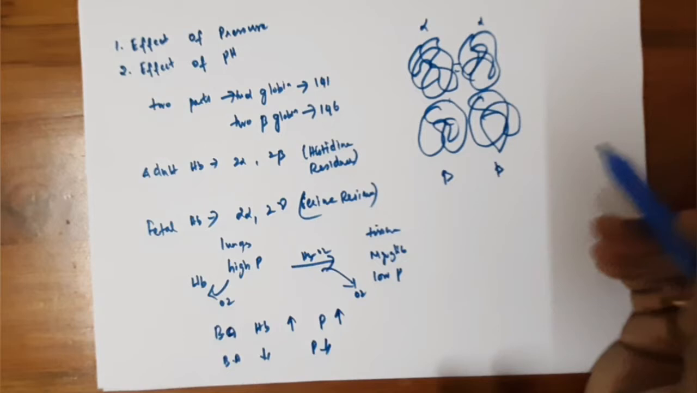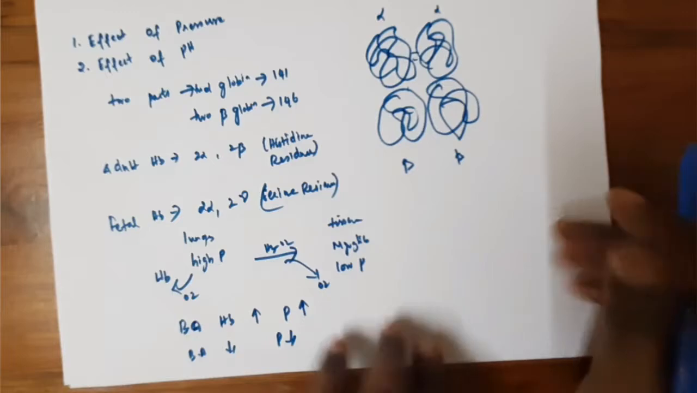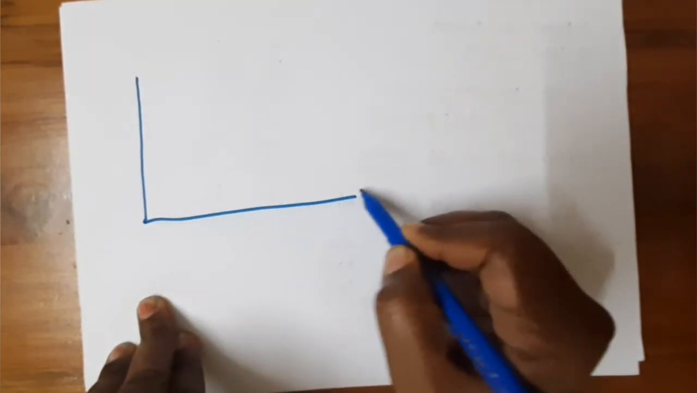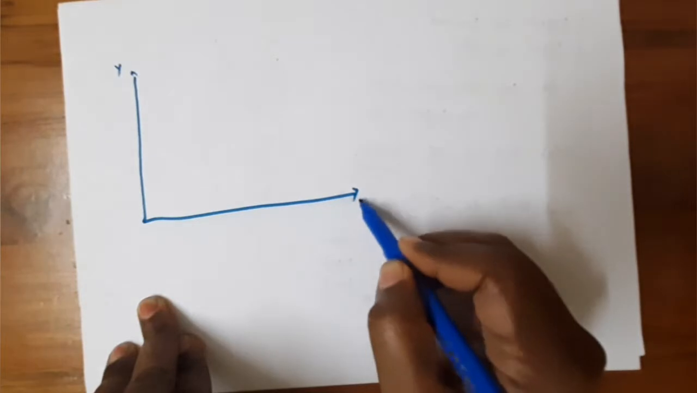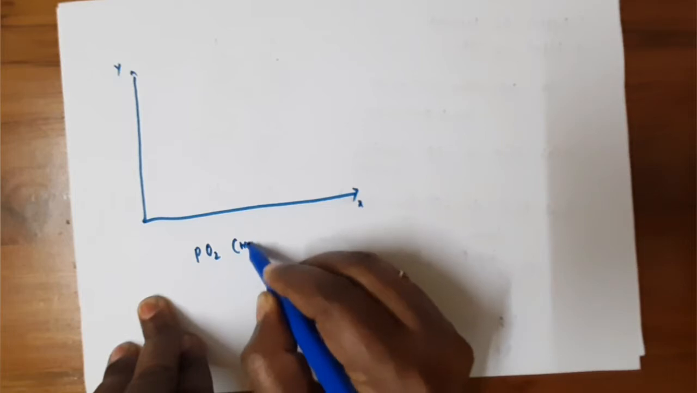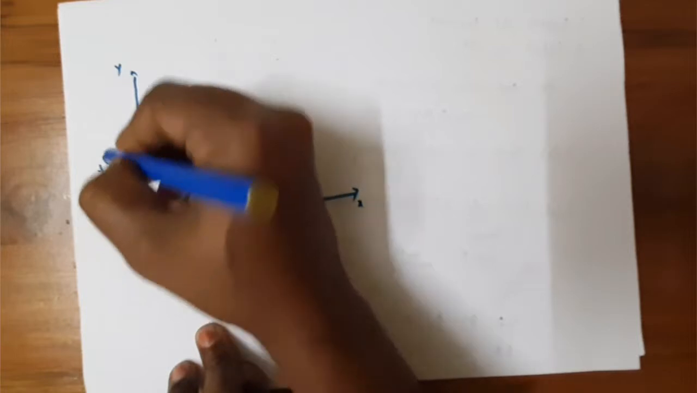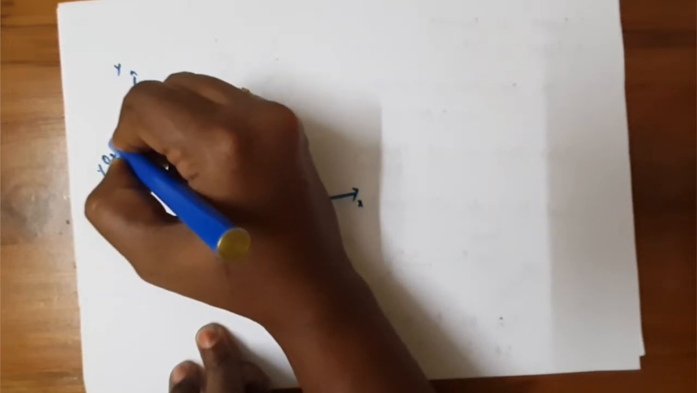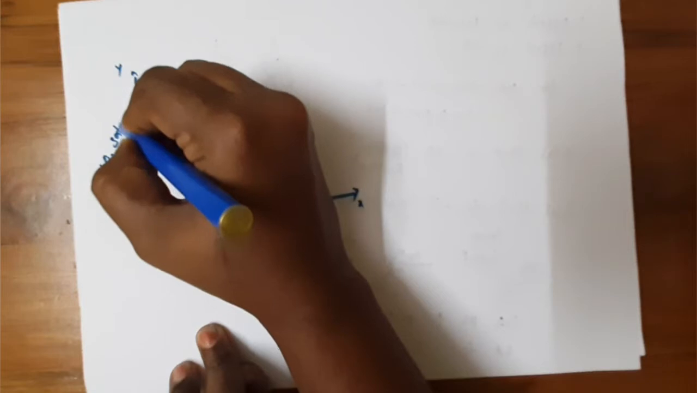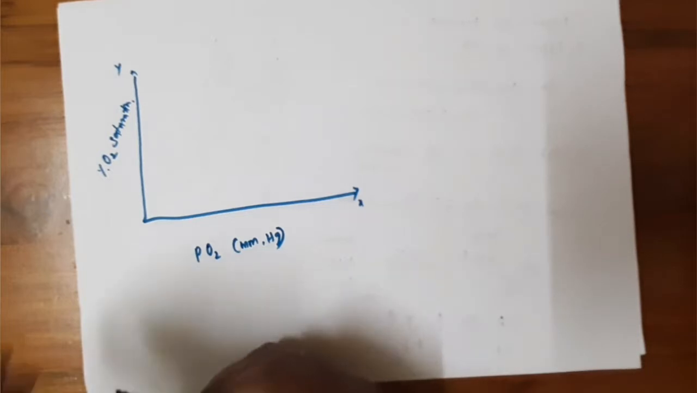This oxygen binding nature of hemoglobin and myoglobin is explained using oxygen binding curves. The graph is drawn with a y-axis and an x-axis. On the x-axis, the partial pressure of dioxygen is taken, and on the y-axis, the percentage saturation of the protein that binds oxygen.